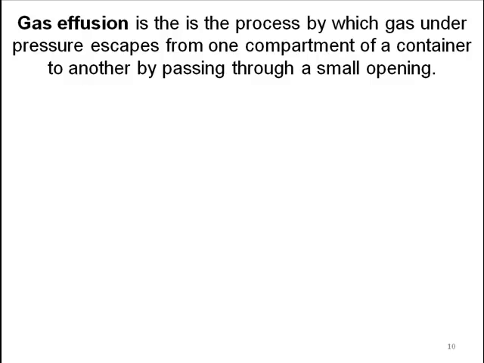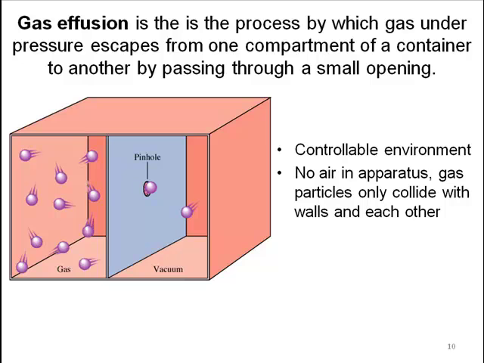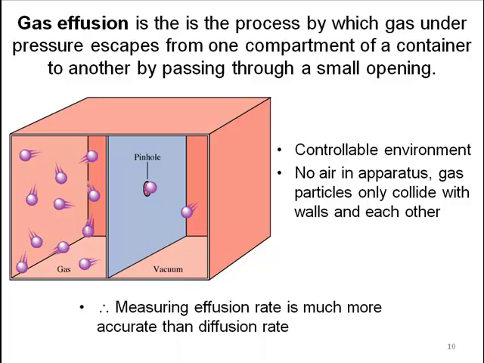So a gas under pressure escapes from one compartment of a container by passing through a small opening, usually called a pinhole, into the vacuum side. You control the environment, the temperature of it. No air in the apparatus. Gas particles only collide with walls and each other. Therefore, measuring effusion rate is much more accurate than the diffusion rate.